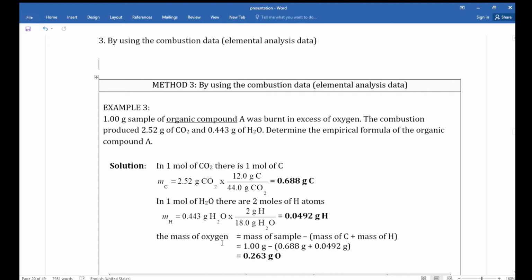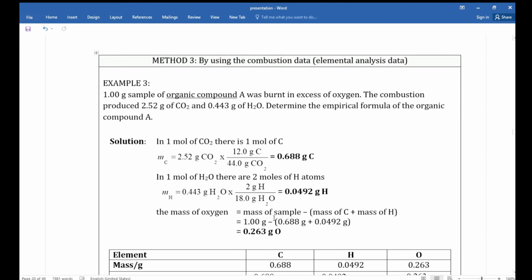So the last element is oxygen. To find the mass of oxygen, we can simply use the mass of sample given minus the mass of carbon and the mass of hydrogen. So the mass of sample given is 1.00 gram minus mass of carbon 0.688 gram and mass of hydrogen 0.0492 gram. So you will get the answer 0.263 gram of oxygen. So now we get the mass of each element: mass of carbon, mass of hydrogen, and mass of oxygen.